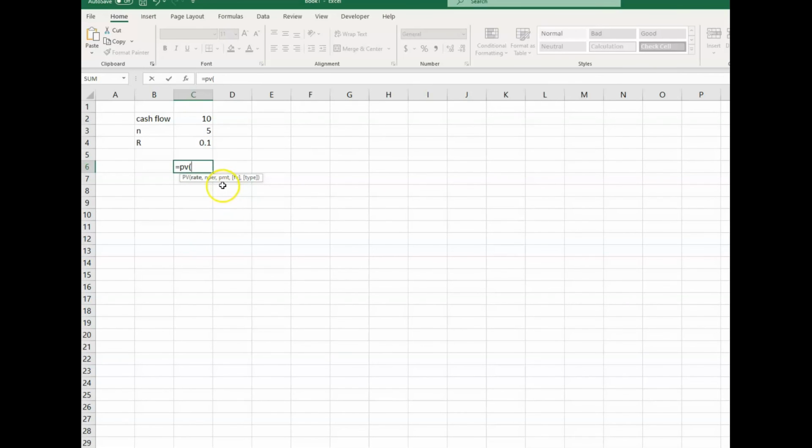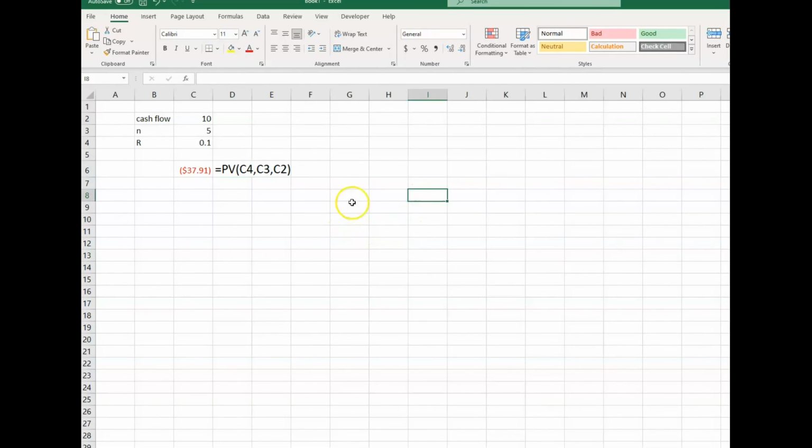Remember, last time from chapter 2, we entered 0 because we calculated the present value of one future cash flow. So the rate is 10%, the number of periods is 5, and the payment is 10. I'm going to show the formula as text. I'll make it bigger. Again, because we enter a positive future value, the present value will be negative, so it is red in the parentheses as a negative value.